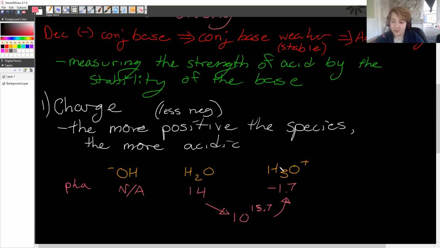So if you have something that's a positive charge, you're going to be bumping that acidity up really, really high.